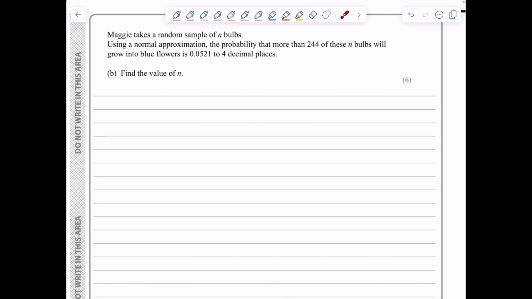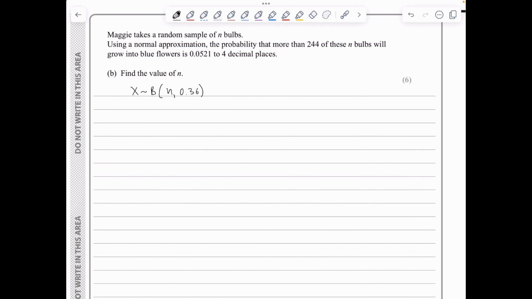We then have that Maggie takes a random sample of n bulbs. They are using a normal approximation, arriving at the probability of more than 244 of these n bulbs growing into blue flowers being 0.0521 to 4 decimal places. And we need to find the value of n. So let's start by saying that our random variable x is now binomial with an unknown parameter n and a probability of success being 0.36.